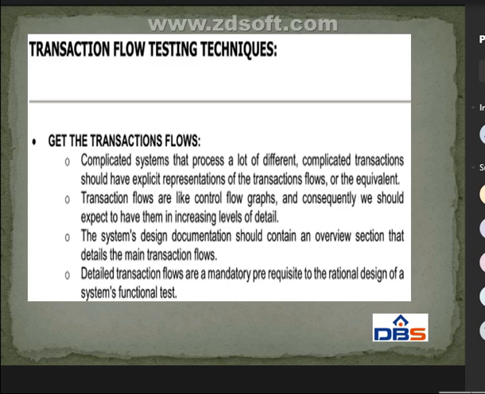Suppose it is a complicated system. We are not always dealing with simple systems; we must also handle complicated systems. Complicated systems process a lot of different complicated transactions, and they should have explicit representations of the transaction flows, or the equivalent. We have many types of transaction flows. Those are control flow graphs.